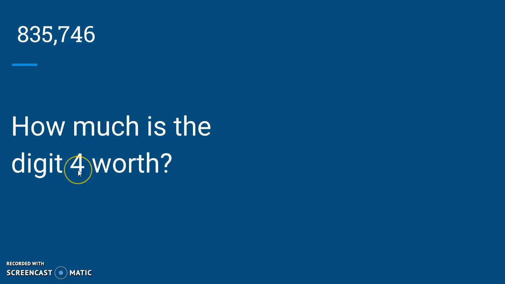So if I took 4 10 times, or if I took 4 groups of 10, 10, 20, 30, 40, or if I just change this 6 behind the 4 to a 0 and forget about all the digits to the left, that would leave me with a 40. So the value of the digit is 40. Try another one.